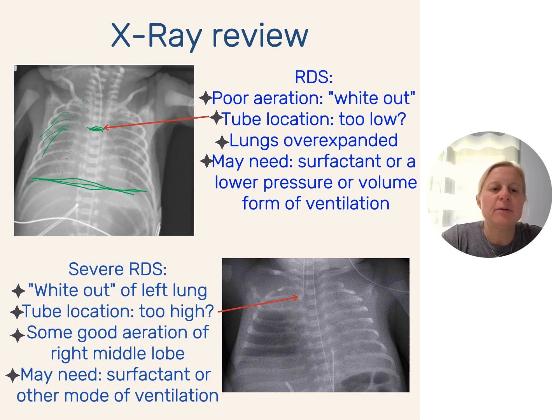Down here, you're going to see maybe a more severe form of RDS because over here, one lung is not expanded at all, and then we've got this kind of well-expanded, well-aerated middle lobe. So you kind of think to yourself, is there a clog in your tube? Did our surfactant only go on one side? Do we need more surfactant? Do we need to change our mode of ventilation so that we can get into this lung?